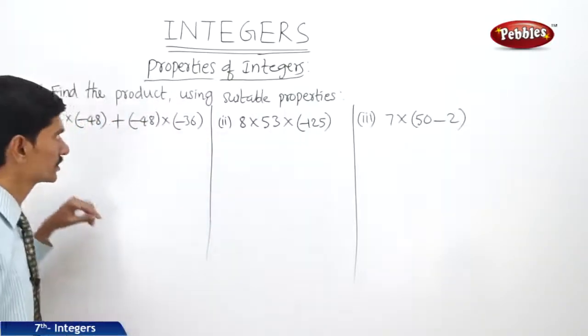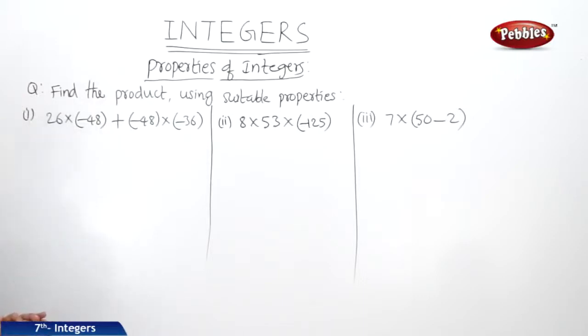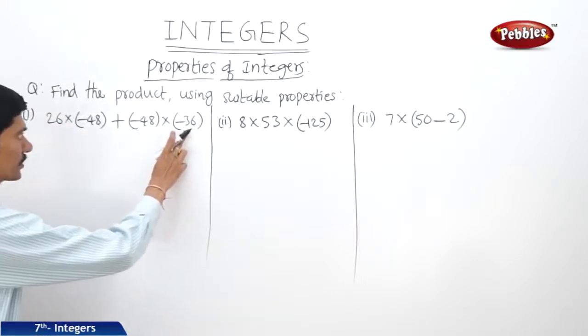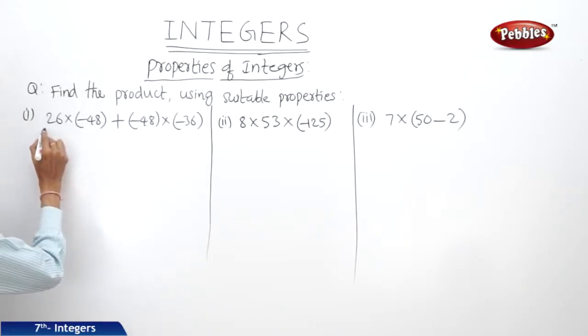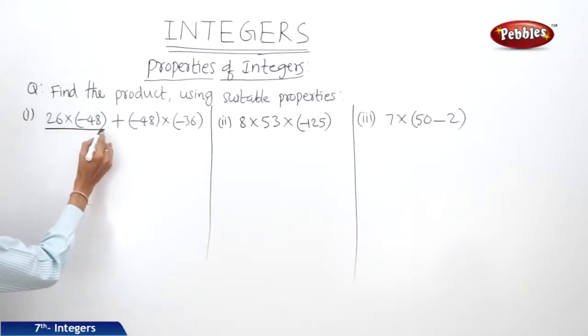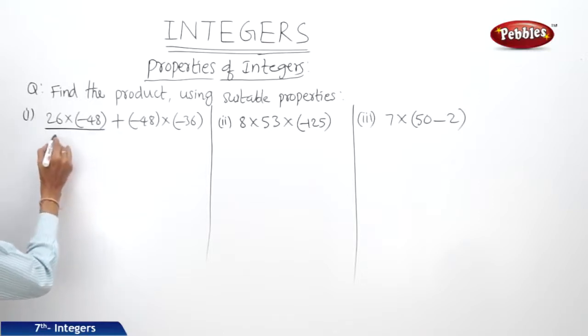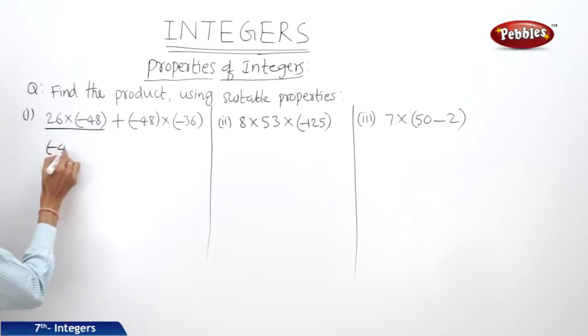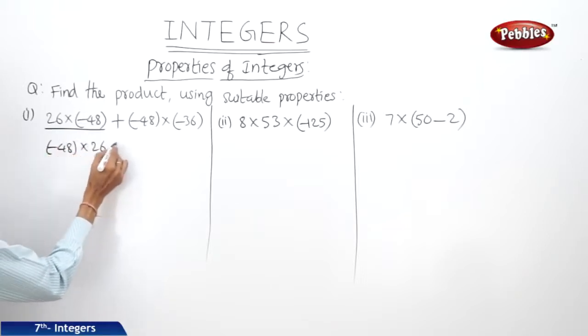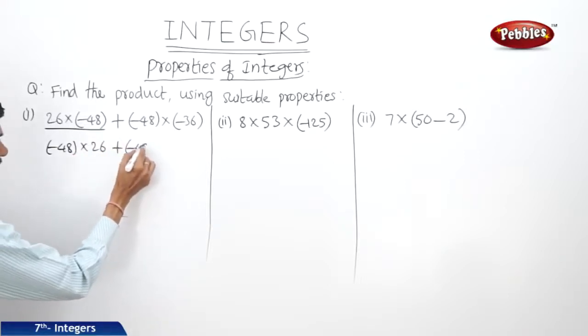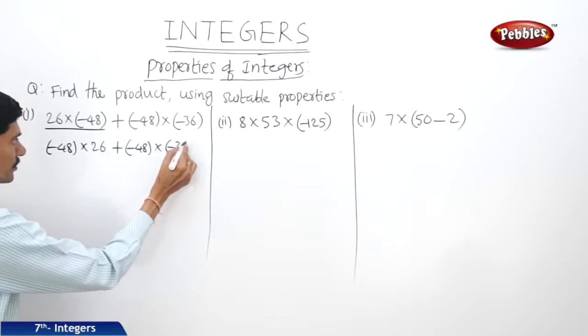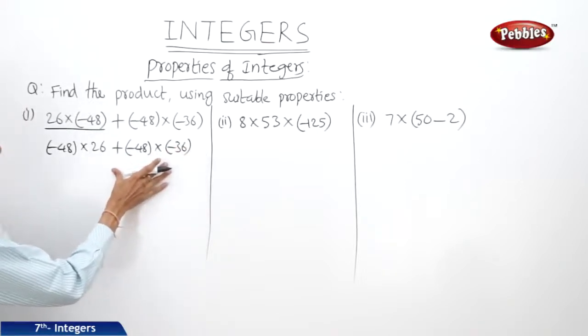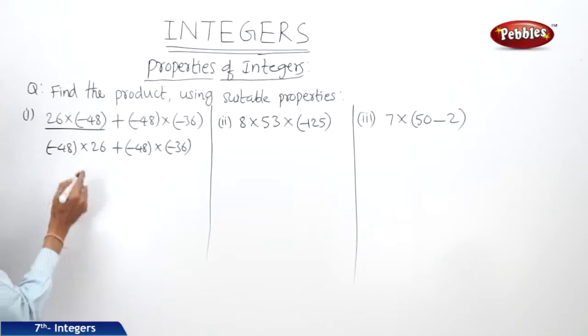Now let us see the next question. Find the product using suitable properties. The first question in this: 26 into minus 48 plus minus 48 into minus 36. So here for the first term we can use the commutative property of multiplication. Now we can write 26 into minus 48 as minus 48 into 26 plus of minus 48 into minus 36. So the property used here is commutative property under multiplication.